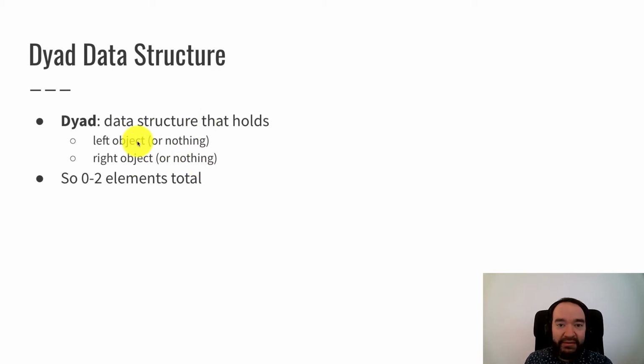If you only have a left object and nothing on the right, you've got 1. Only right, nothing on left, also gives you 1 element. If left and right are both non-nothings, you've got 2 elements in total, maximum. And we're calling them the left and right.